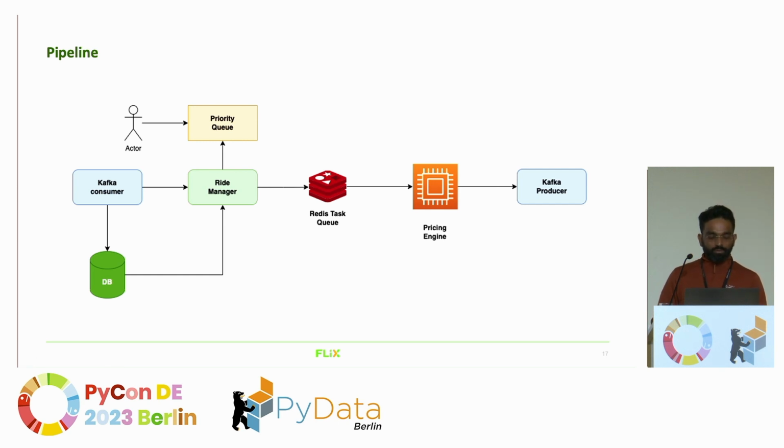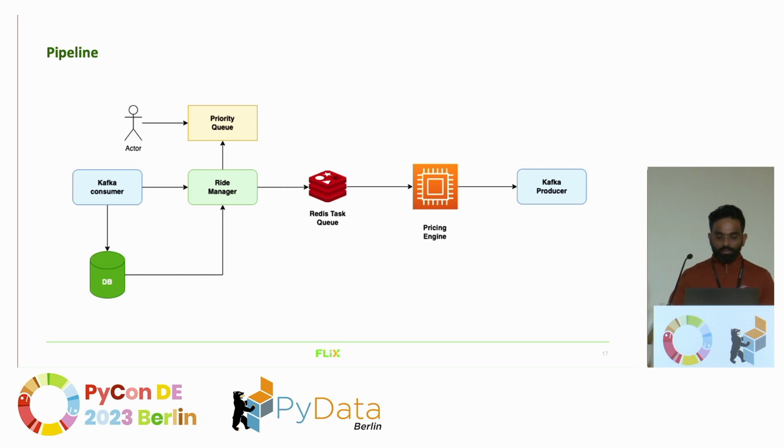We store this in our database. And then we have something called the ride manager, which takes this data, decides the priority, calculates the next optimization time, and then also puts it in something called Redis task queue, which is an open source library from Flix. You can check it out. This is very useful when you have to perform a lot of parallel computations, and it is very well documented.